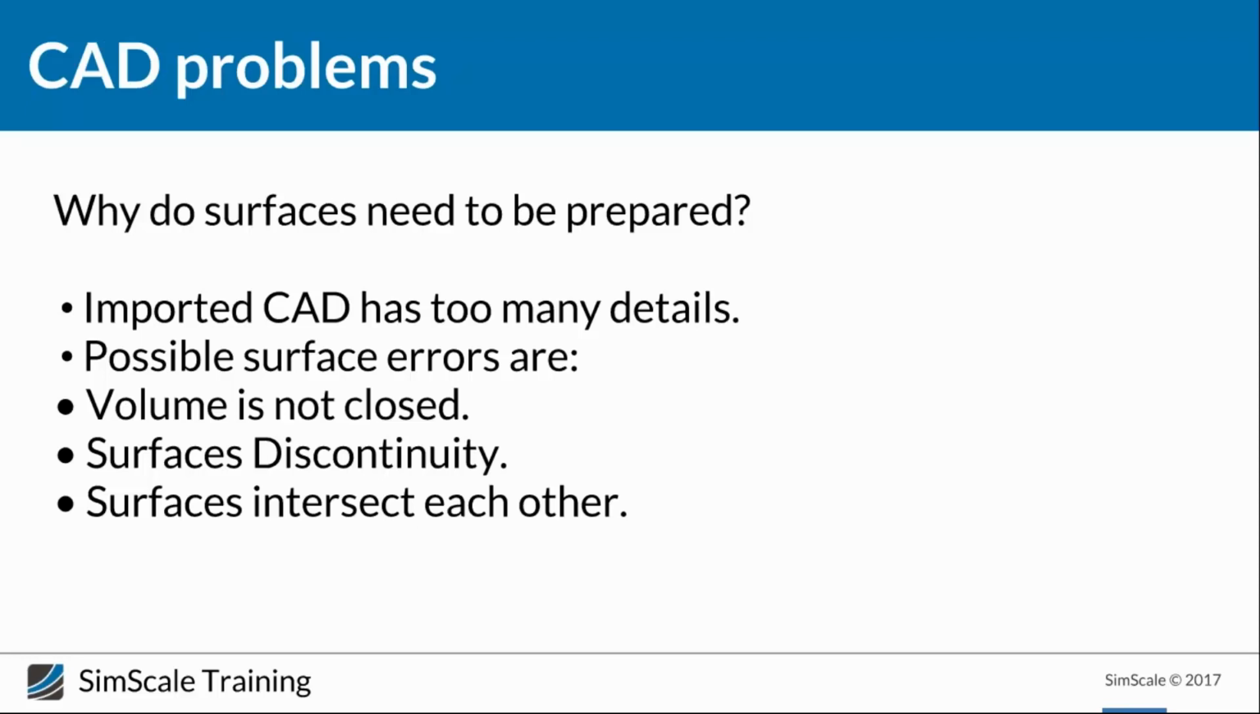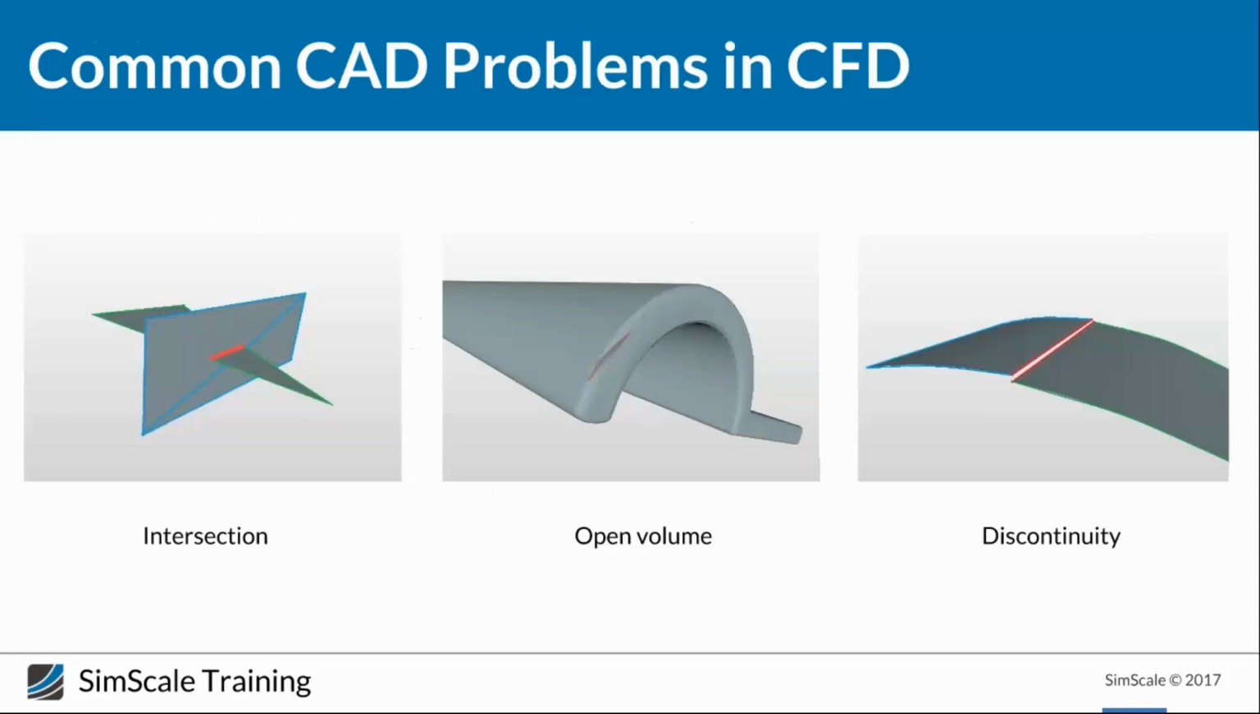So the next step, now we're going to talk about the CAD problems. So why do surfaces need to be prepared? As mentioned before, we prepare a CAD model, then we jump to the simulation, but we'll find a lot of issues. So in this part, we're going to talk about the main issues that we have to focus on when we model a CAD for simulation. The imported CAD model has too many details. This is one of the most common problems that the majority of people are facing. Possible surface errors can be: volume is not closed, surface discontinuity, or surfaces intersect each other. We're going to see this in the next few slides.